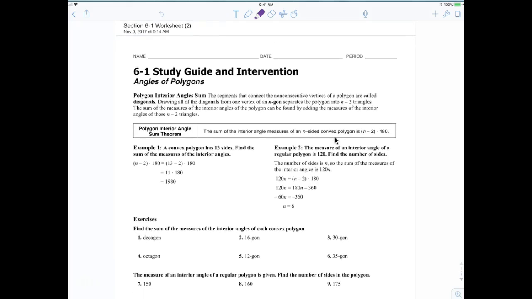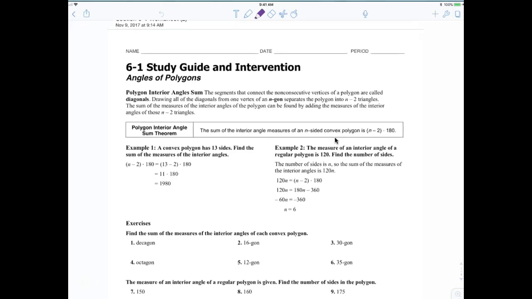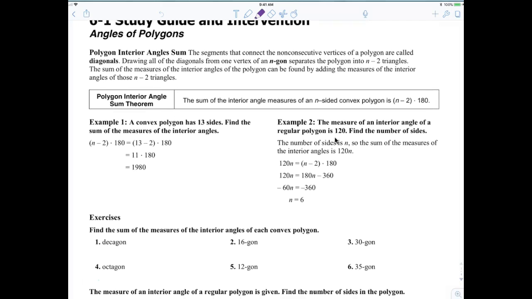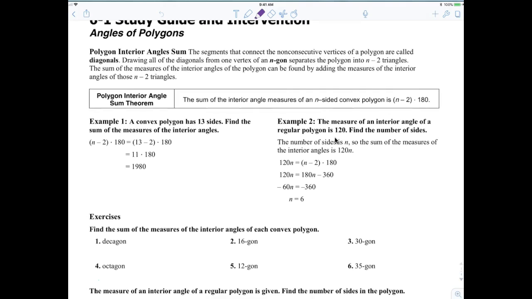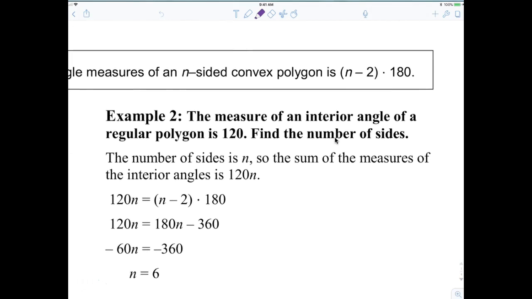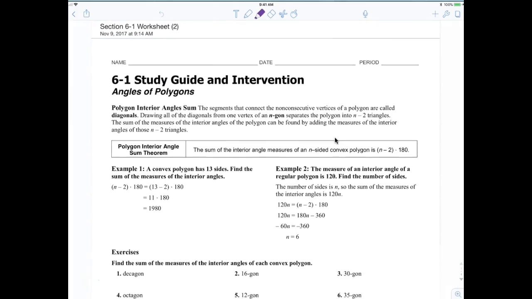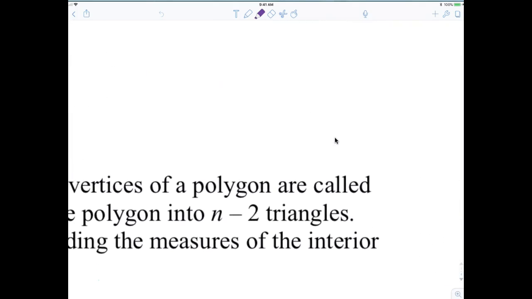All right, so let's go back real quick. Now, the sum of the interior angles of a convex polygon. Now, let's just look at exactly what they mean by a convex.